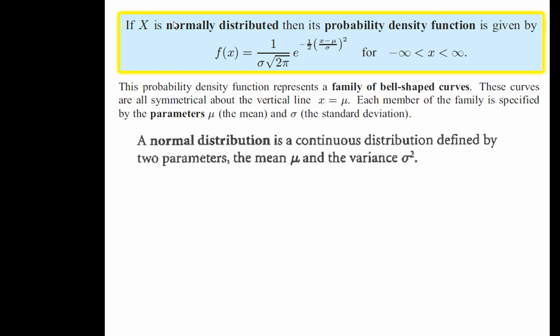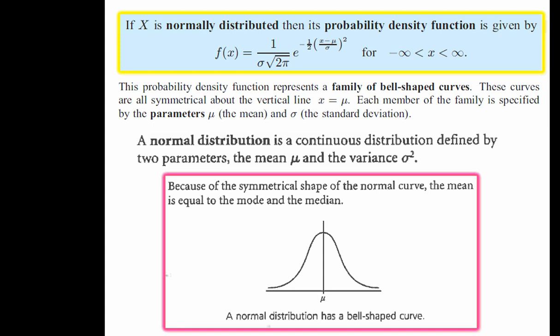Pretty complicated. A normal distribution is a continuous distribution, defined by 2 parameters, the mean and the variance. Because remember, variance is the same as standard deviation squared. Because of the symmetrical shape of the normal curve, the mean is equal to the mode and the median. So this is interesting. In a standard normal curve, the mean is equal to the mode and the median. So here's where the mean would be. It splits the normal distribution in two. Normal distribution has a bell-shaped curve.